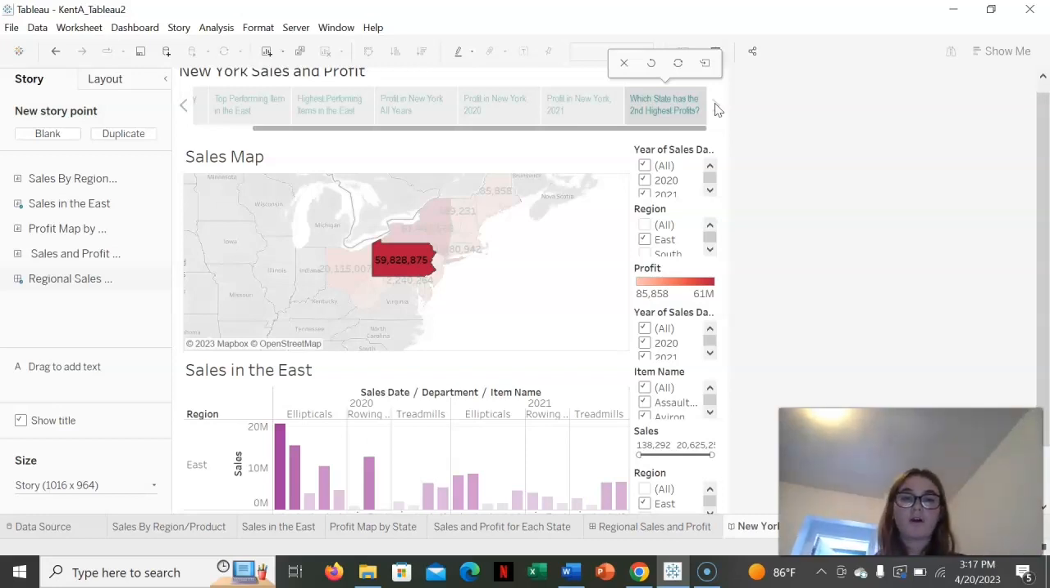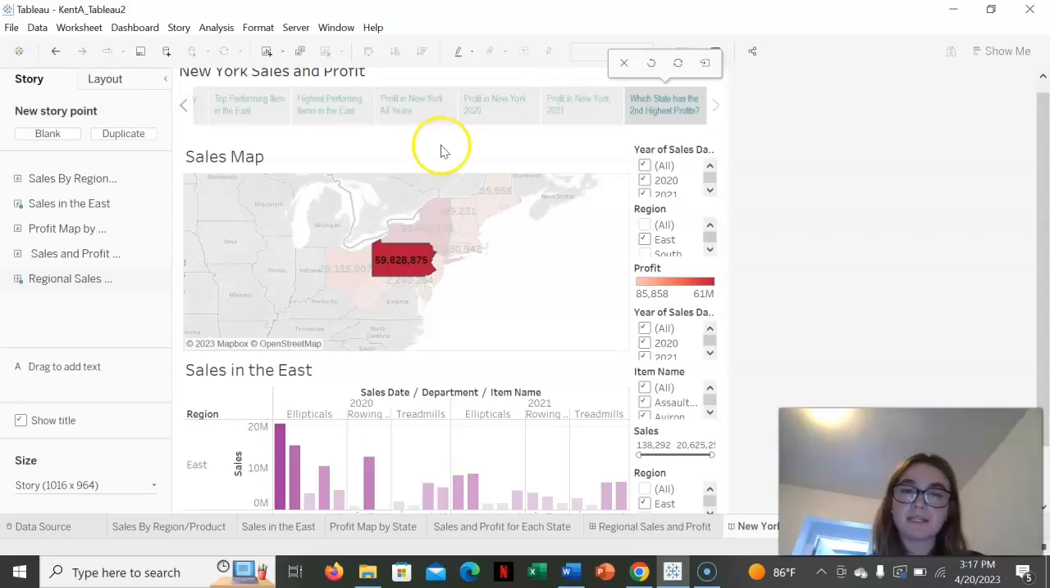And overall, Tableau has enabled me to be able to create these visuals and also explain them as well. So I am able to visually map out data and lay it out in an organized manner where it's very easy to read.